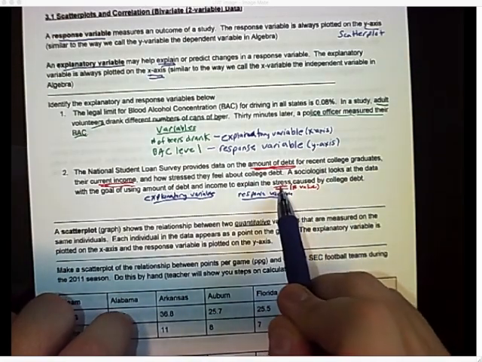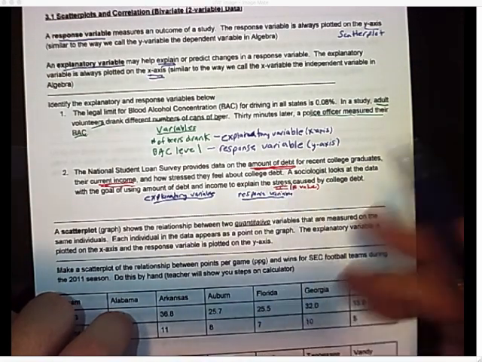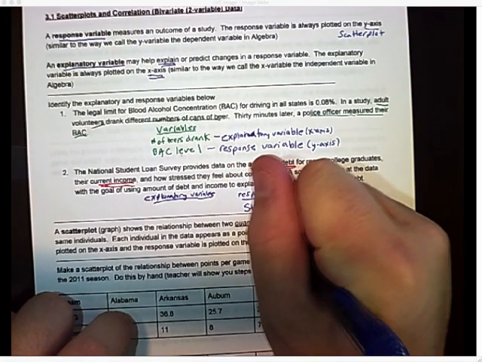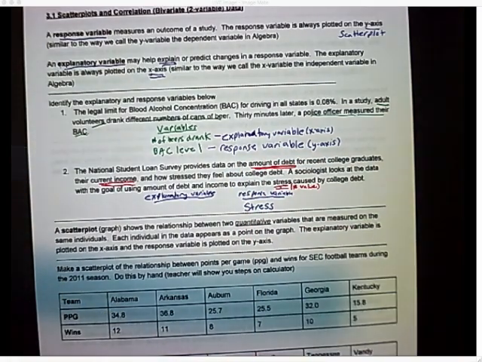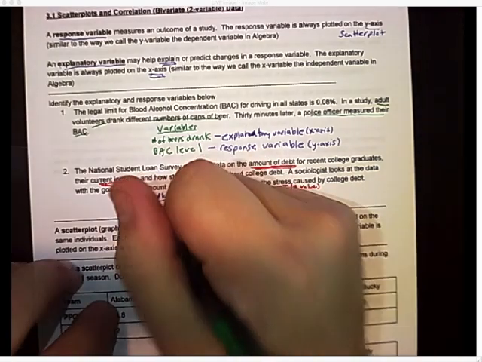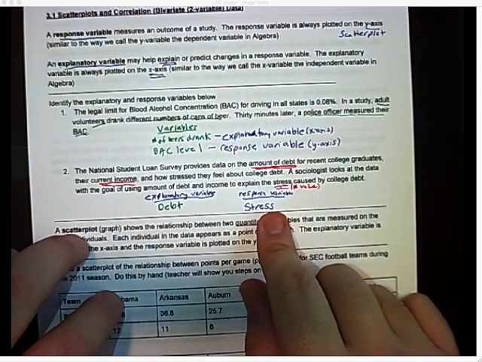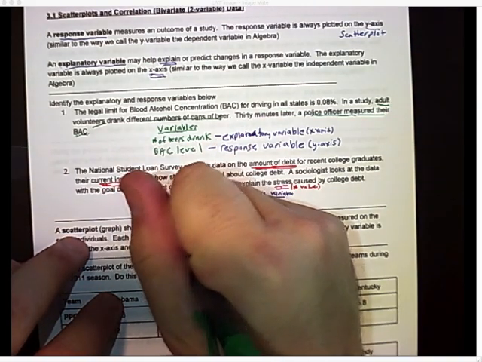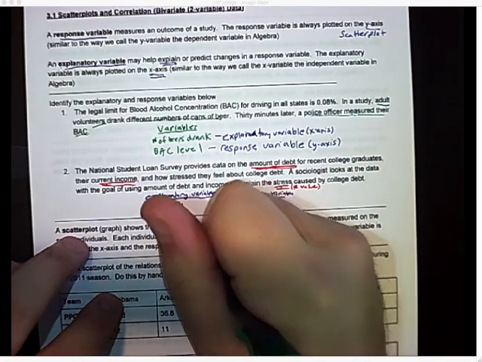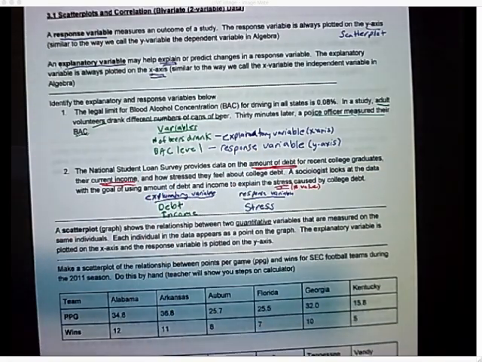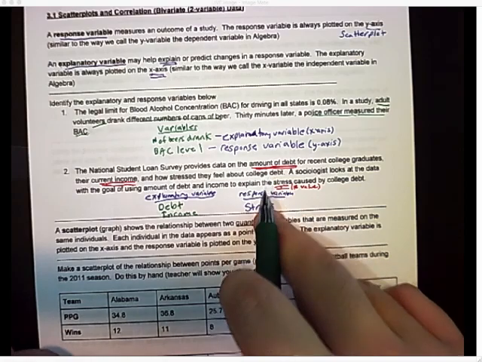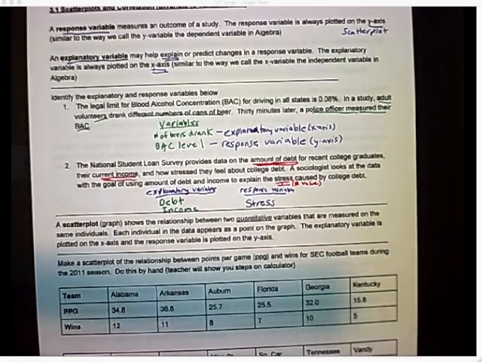The amount of stress is being measured. So stress would be the response variable. Now, what causes stress? Or maybe not what causes, but what explains the amount of stress they have? Well, obviously, the amount of debt, if they have a lot of student debt, that would cause more stress, or that would explain more stress. Or if they have a really low income, that might also explain part of the amount of stress they have.